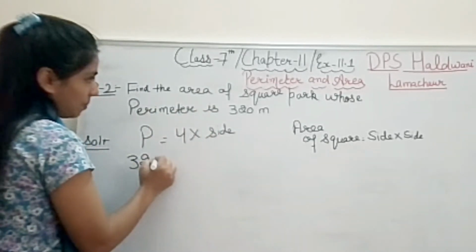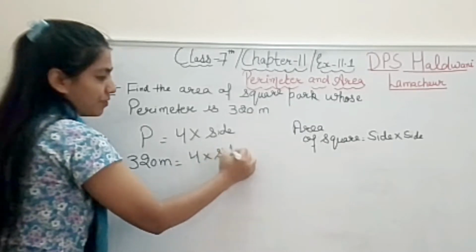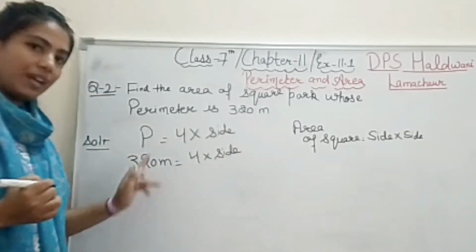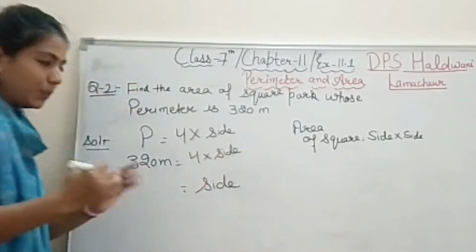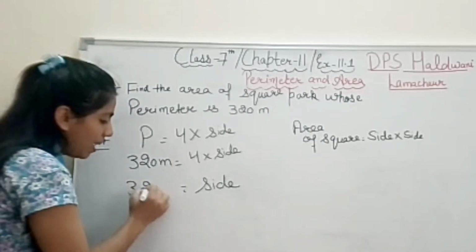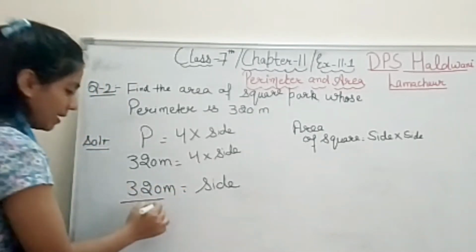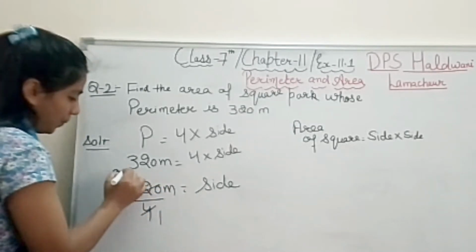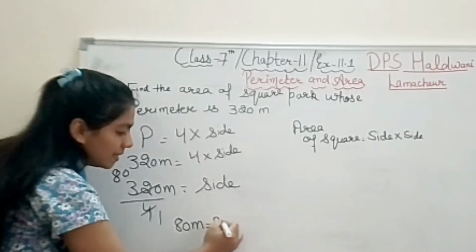We have 320 meter and 4 into side. First the formula, second step, put the value into the formula. Now find out the side, which remains here only. This 4 will move towards that side. See, all are just basic things only. Right? 4 ones are 4, 4 8s are 32, 80. It means the side is 80 meter.